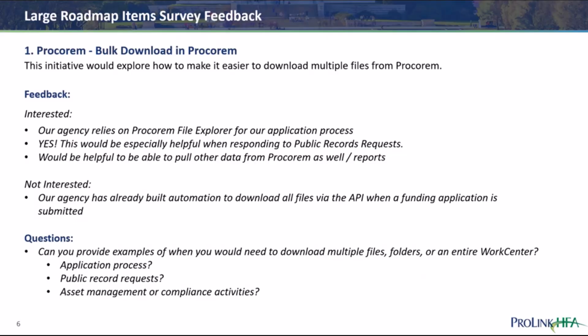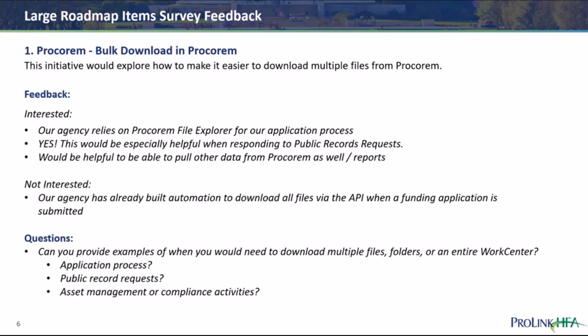Another agency basically has already built their own API to download files for a funding application from the Procorem API. So I guess a couple questions, and then we can dive into two solutions that we possibly have for this item. What kind of use cases do you have today to download multiple files? I think the main one I've heard about is the application process. So you get to the end of the application process, they've submitted all their files, you have 41 files you want to review, you just want to pull those all down to your desktop to go through.